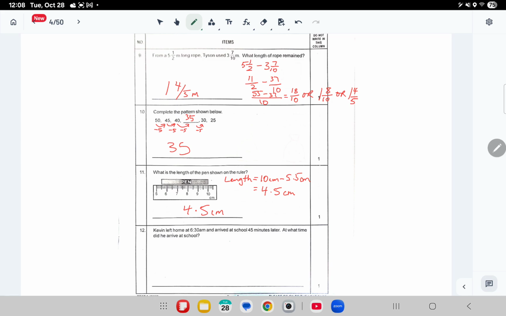Kevin left home at 6:30 a.m. and arrived at school 45 minutes later. At what time did he arrive at school? So to calculate the arrival time, 6:30 a.m. plus 30 minutes will give us, to the nearest whole hour, 7 a.m. And we know it's 45 minutes, so we need to add on 15 more minutes to the 7 a.m. now to make the 45 minutes. So 7 a.m. plus 15 minutes will give us 7:15 a.m.